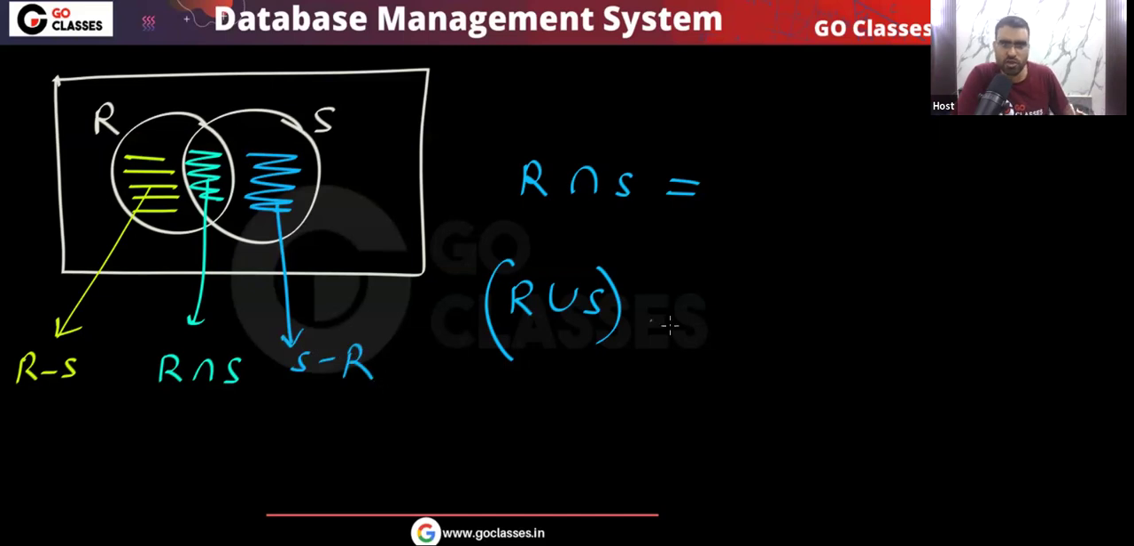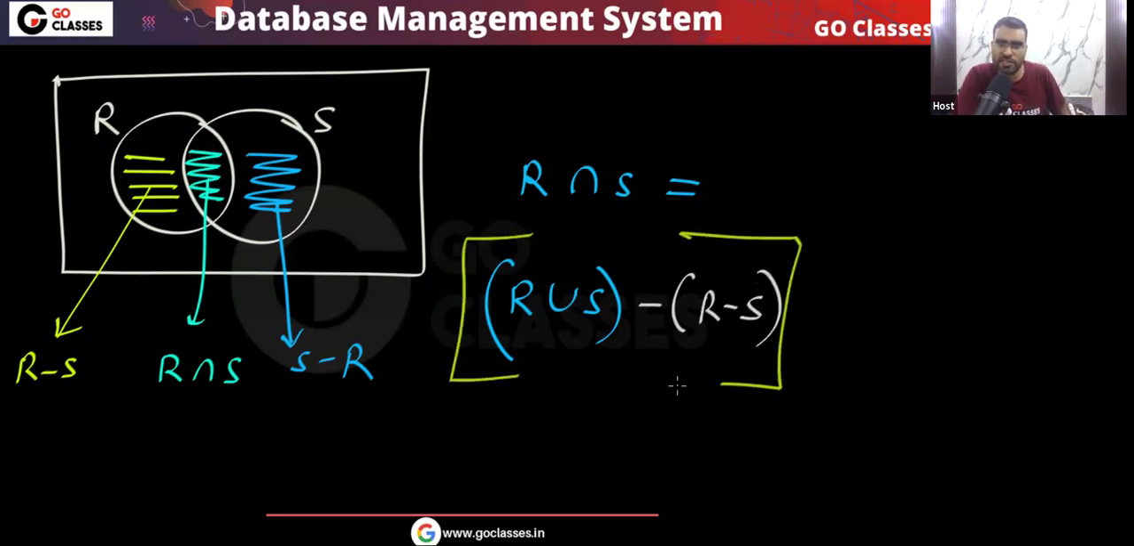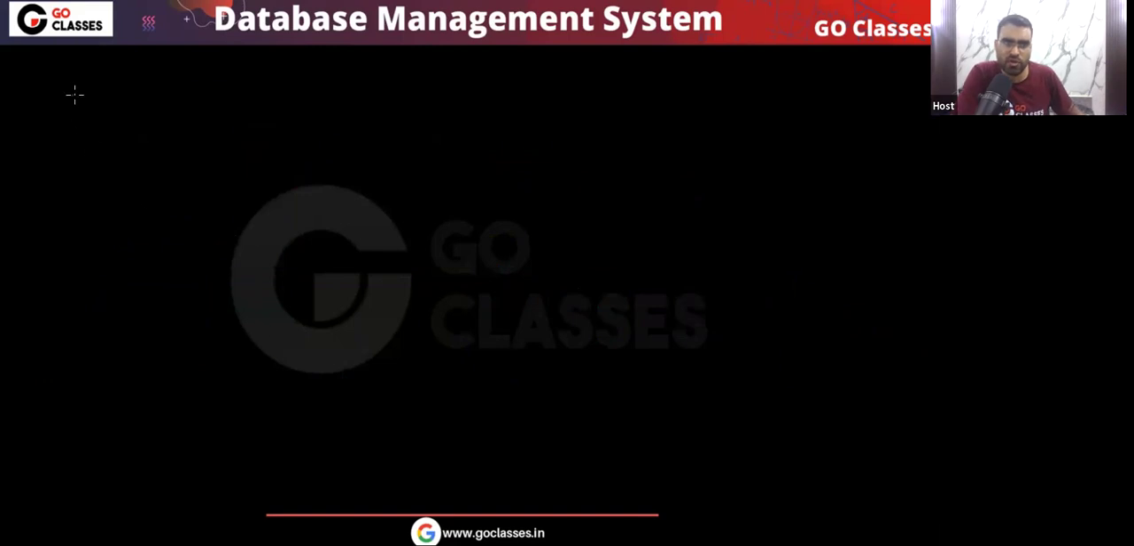So from the union, I will remove R minus S. Then again, I will remove S minus R. Is this clear? From the union, I will remove R minus S, then I will again remove S minus R. So like this also you can write. There are many more ways.